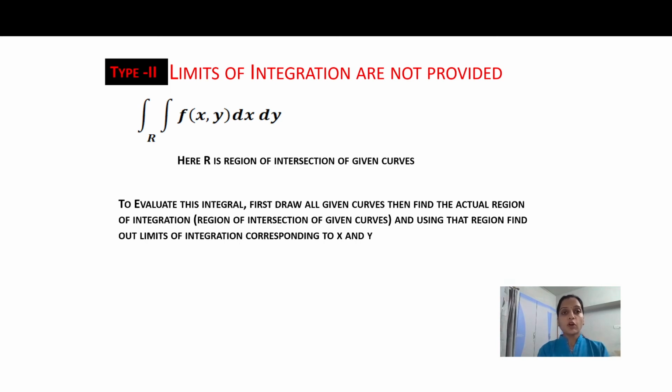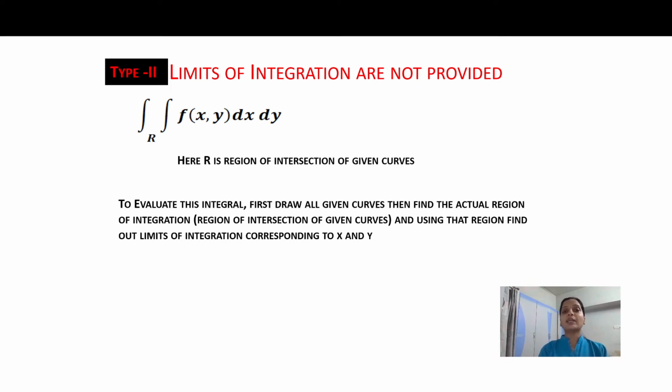Before we move on to the next type, that is change of order, let us revise in short whatever we did in the last lecture. So the sums that we took in the last lecture were limits of integration where the limits are not provided. So sums were just your integrand and it was with respect to x and y. You had to find the limits, right?